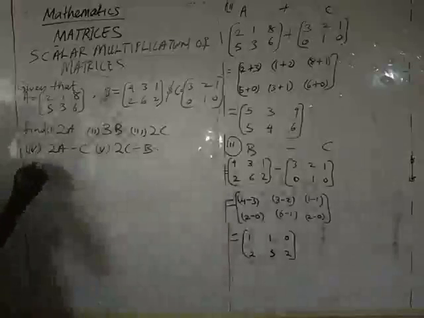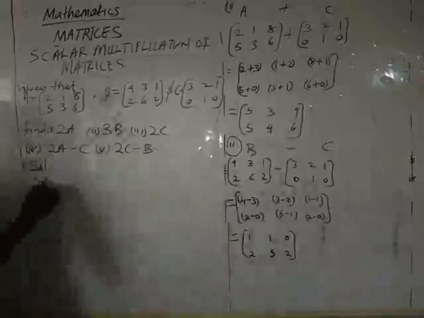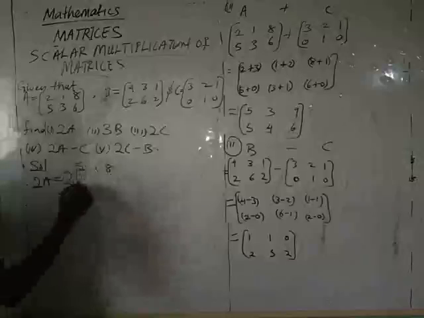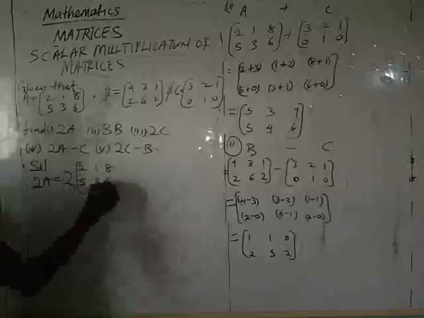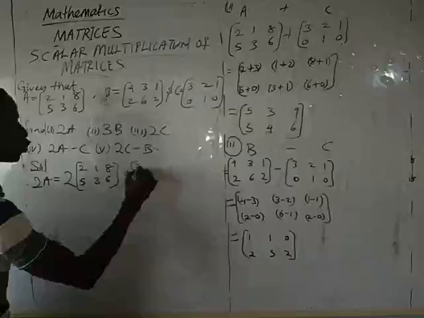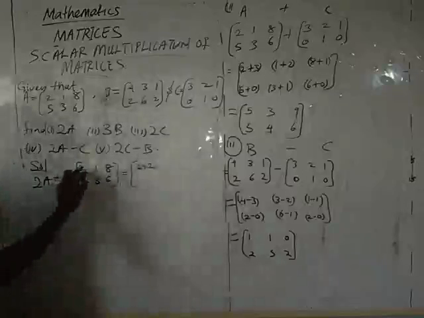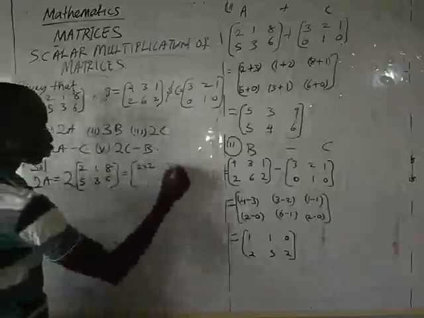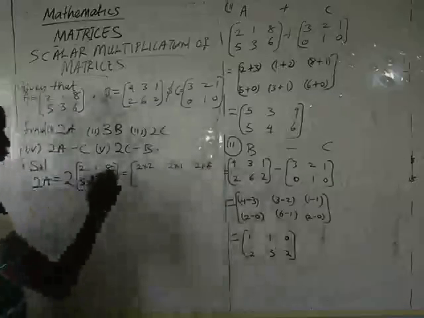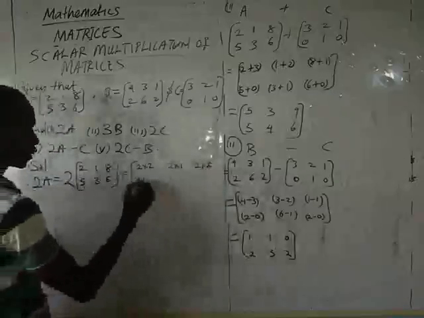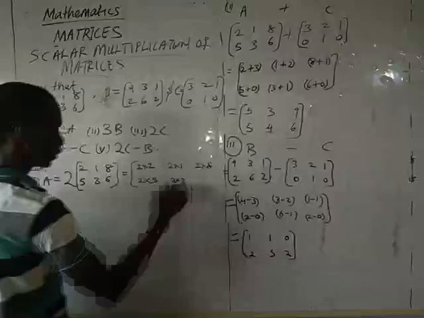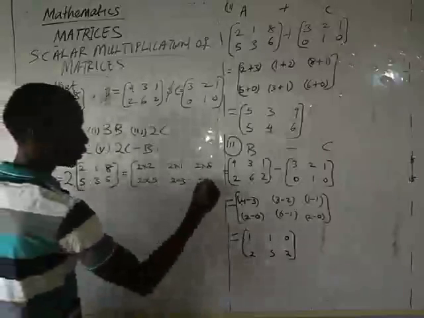For instance, where I'm having 2A, that means I'll be having 2 into the matrix 2, 1, 8, 5, 3, 6. So in this case, I'll be having 2 to multiply this 2. 2 to multiply this 1. 2 to multiply this 8. Then 2 will also multiply the 5. 2 will also multiply the 3. And 2 will also multiply the 6.